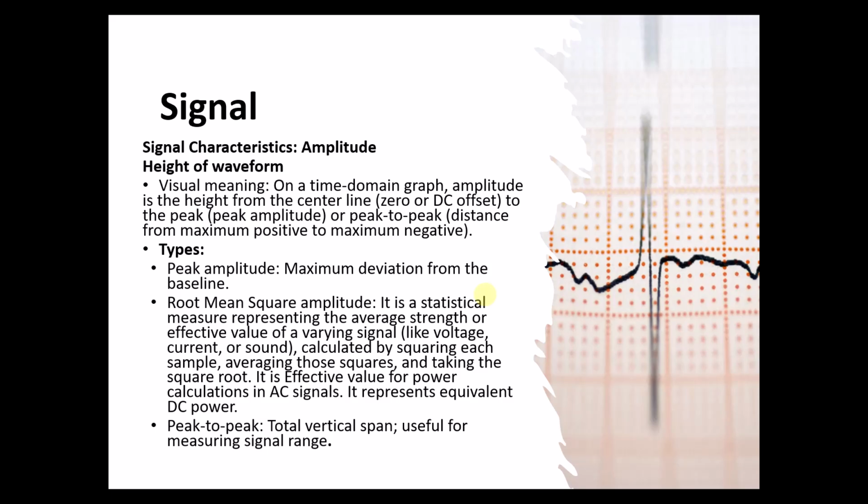So these are the types of amplitude levels that we have. You should know we have peak amplitude, root mean square amplitude, and the peak to peak amplitude.